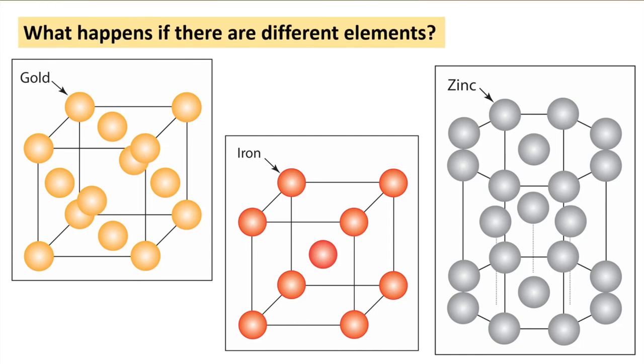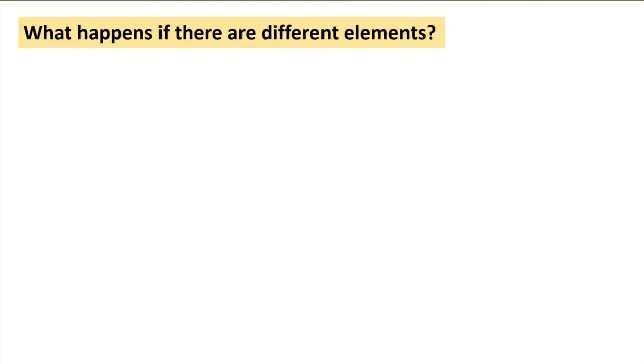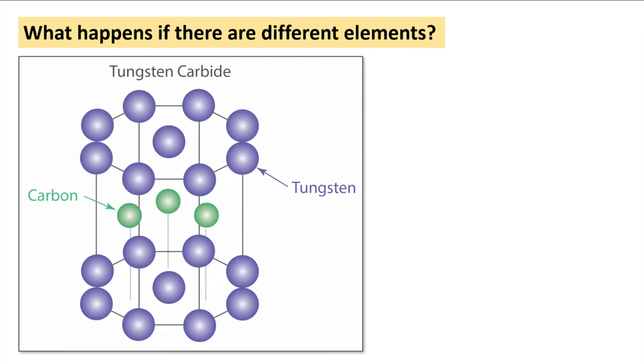Well, 2 different things can happen. One, the other element can take the place of the host atom, like in the case of the ceramic tungsten carbide. In this case, the carbon takes the place of the 3 tungsten atoms that would normally take up position in the middle. This is called substitution. The carbon substitutes for the tungsten in a normal lattice position.